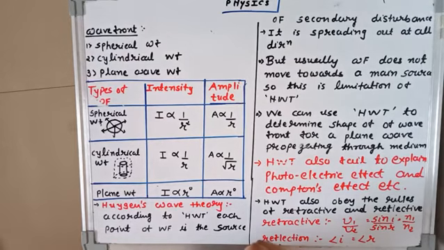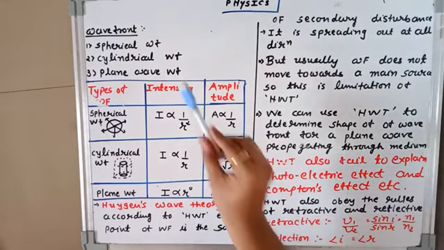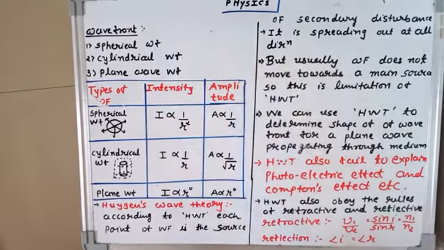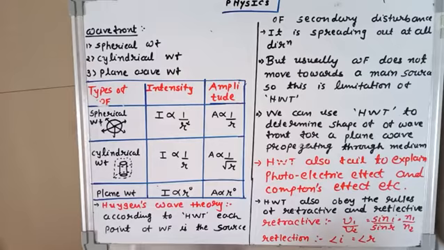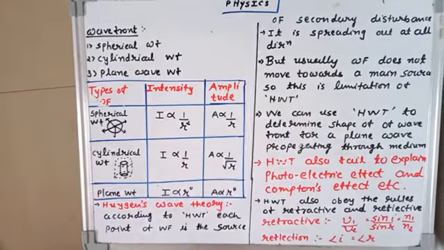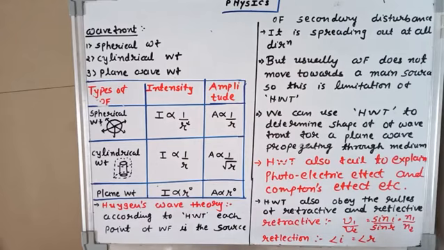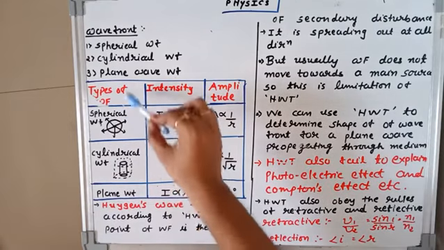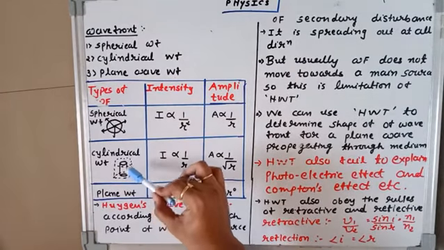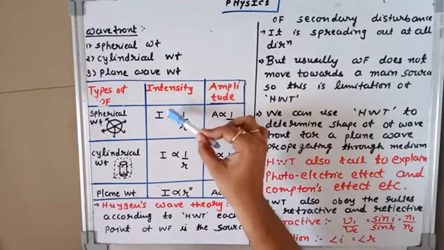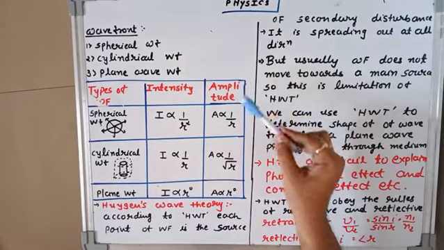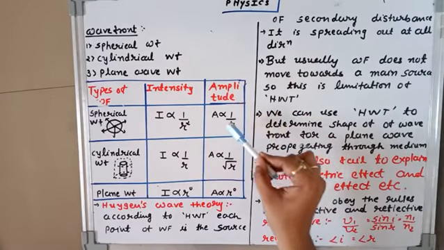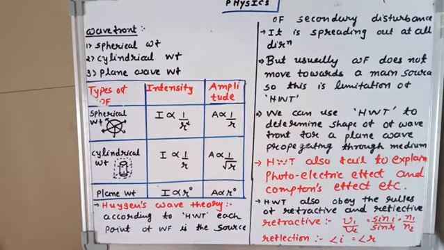There are three types of wavefront. First is spherical wavefront, second is cylindrical wavefront, and third one is plane wavefront. The figure is shown in the table. We show their relation of intensity with distance, and the relation of amplitude with distance.